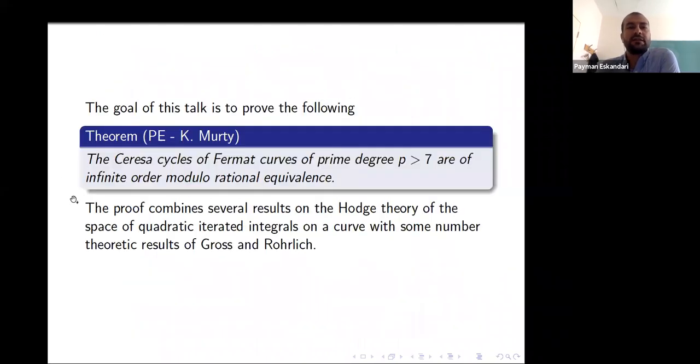But now the purpose of this talk is to prove the following theorem, which is joint work with Kumar Murty: the Ceresa cycles of Fermat curves of prime degree greater than 7 are of infinite order modulo rational equivalence. So it's not algebraic, it's rational, which is weaker, but at least you're getting an infinite family, and you're saying they actually have infinite order, not just non-triviality. The proof combines several results on Hodge theory, several transcendental algebraic geometry results, Hodge theory of quadratic integrals on the curve, and on the other hand two results of Gross and Rohrlich, which are more number theoretic. So the goal is basically to go over this proof.